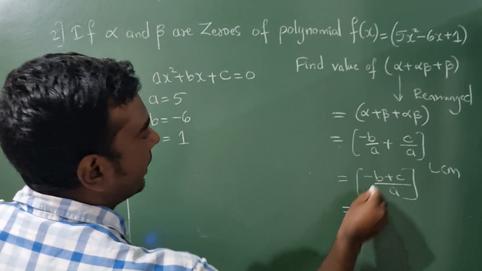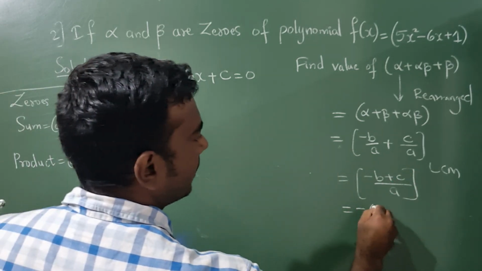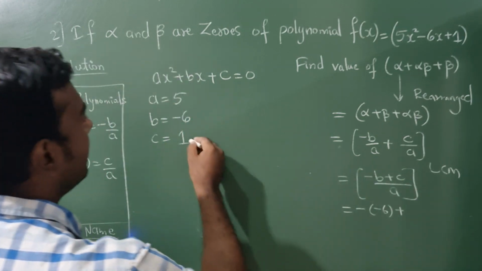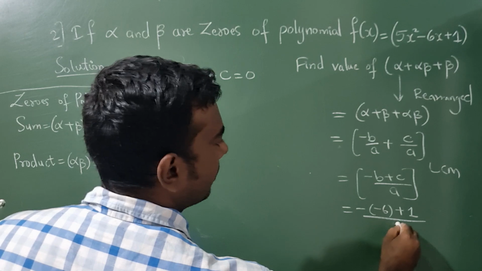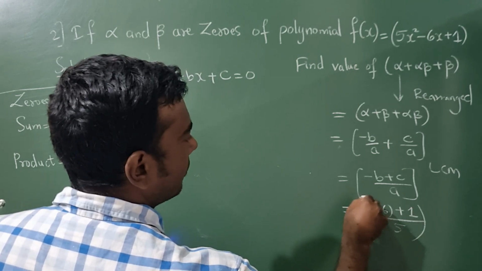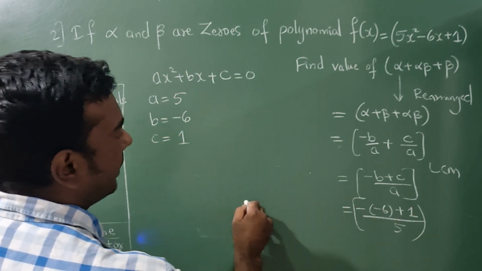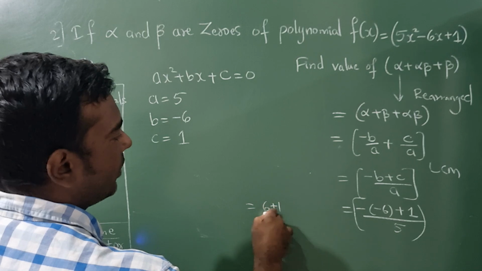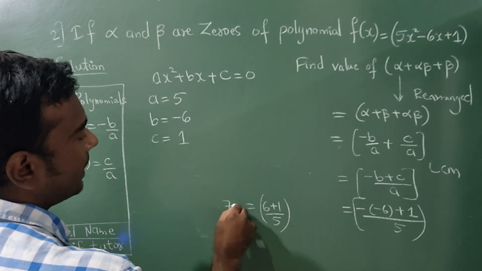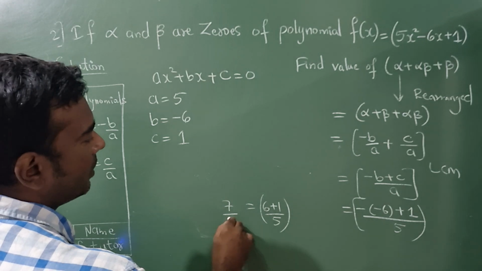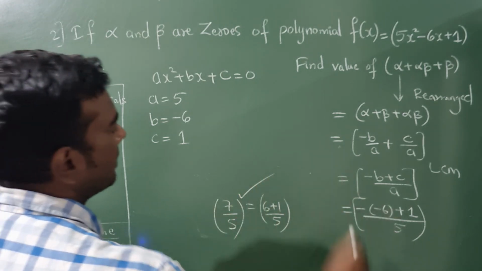Fine. Right here minus, what is b value? Minus 6. What is c value? It is 1. And a value is 5. Fine. Minus into minus is plus. So 6 plus 1 divided by 5. So how much is that? 6 plus 1 is 7. So the final answer is 7 by 5.